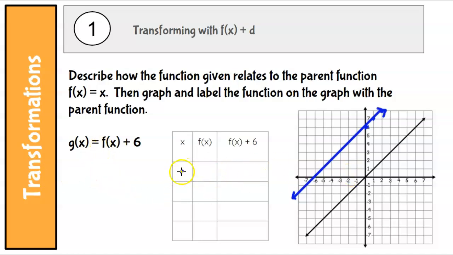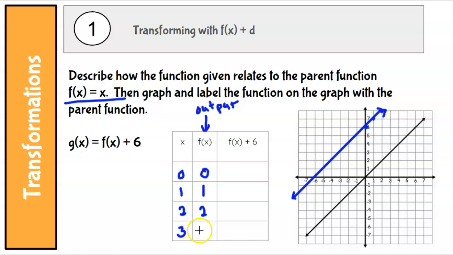Real quick, I want to show you what this looks like in table form so you understand why it's happening maybe. I'm going to do my x's are 0, 1, 2, 3. My f of x, this is my output. What is my output for f of x equals x? If the input is 0, then the output is 0. If the input is 1, the output is 1. The input is 2, the output is 2.